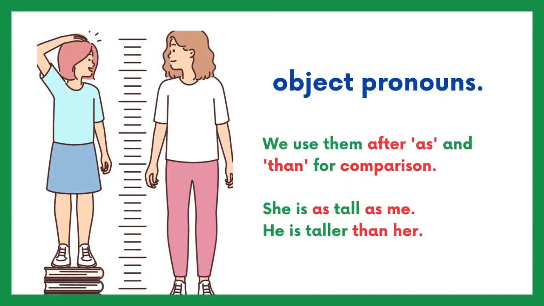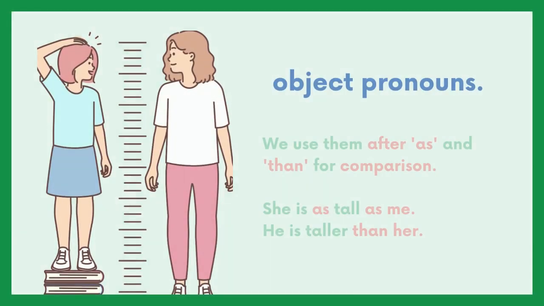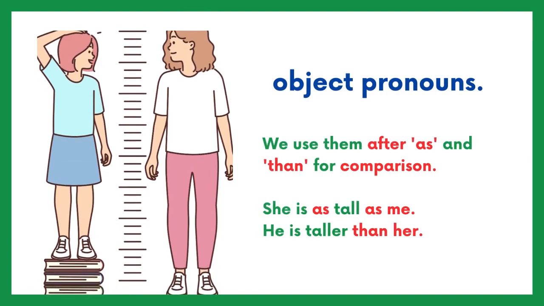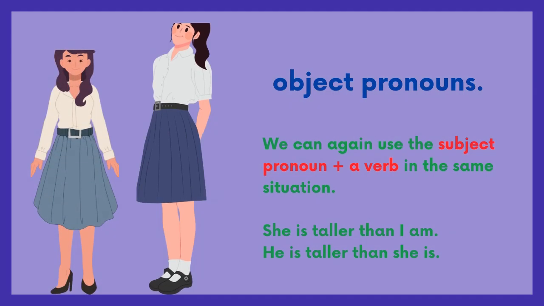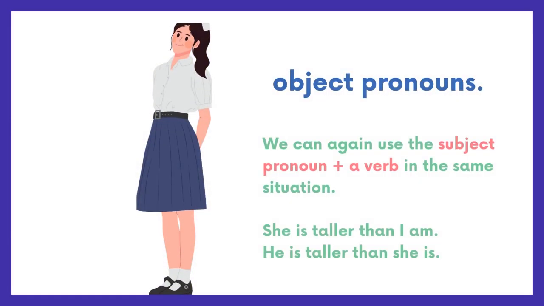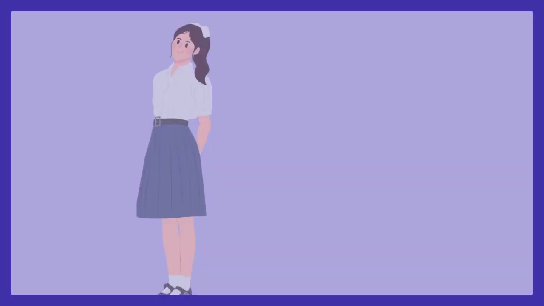Object pronouns. We use them after as and than for comparison. She is as tall as me. He is taller than her. We can again use the subject pronoun plus a verb in the same situation. She is taller than I am. He is taller than she is.